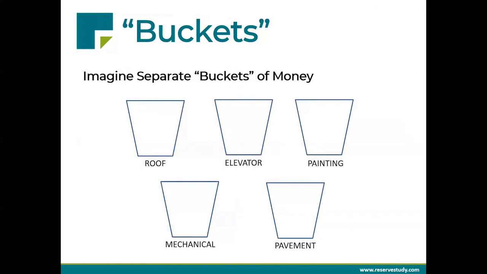So to understand the method, I think it's very helpful if you think of each category of reserve components as being handled in a kind of separate theoretical bucket, right? So for now, let's assume we're working with a community and we're talking about these 5 buckets when it comes to reserves. They've got their roof, their elevator, painting, mechanical, and pavement, okay?